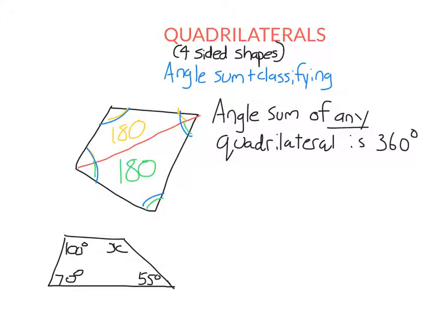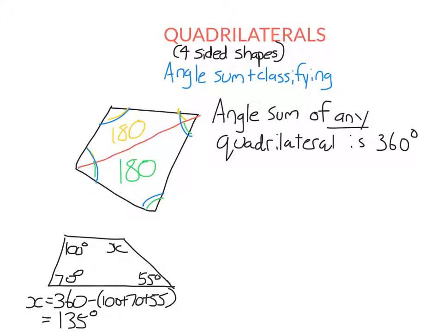So I know that all four of these angles must add up to 360. So all I can do to find x, it's really simple. I take 360 and I minus all the other angles added together. So 100 plus 70 plus 55 is, of course, 225. So 360 minus 225, x is 135. How easy is that?